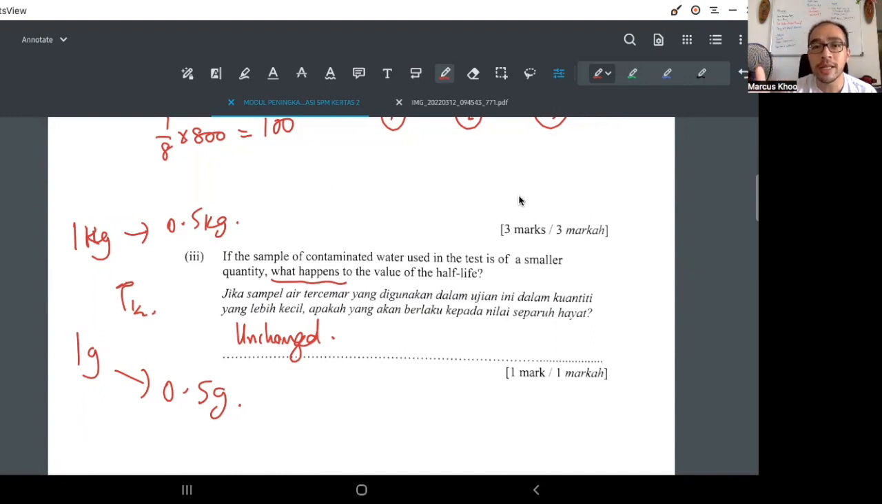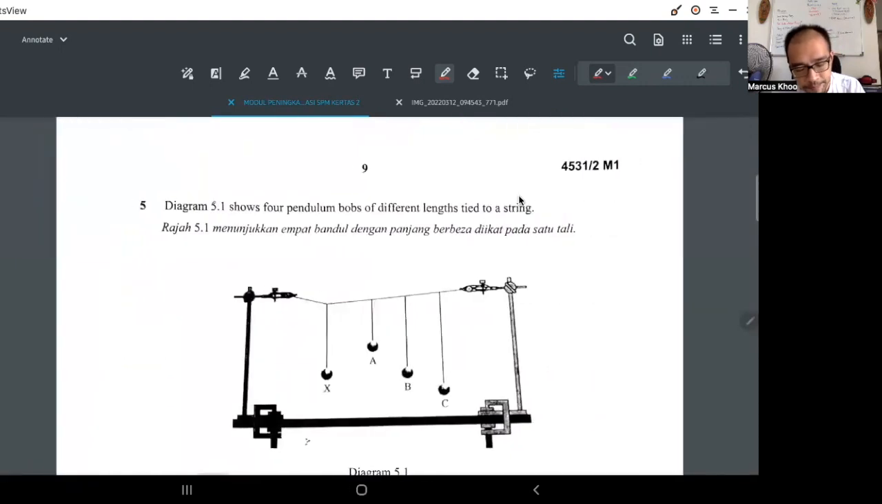The molecule only knows, oh, you are uranium, so that is your half-life. You are plutonium, so that is your half-life. Doesn't matter how much plutonium or uranium you have, the half-life always remains the same. Be very, very careful with this. So this is a very good question. It's a trick question. Don't be tricked by it. If you get asked.